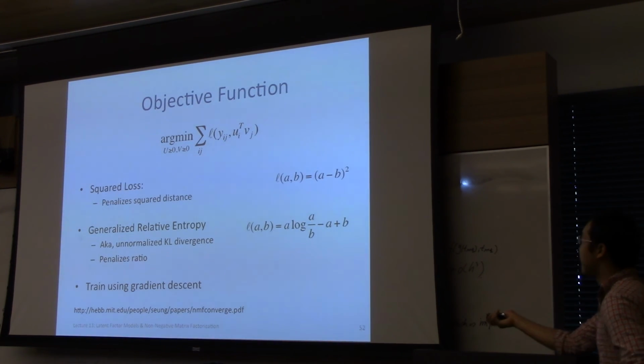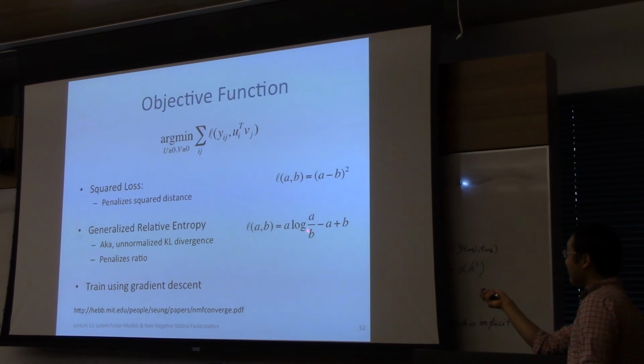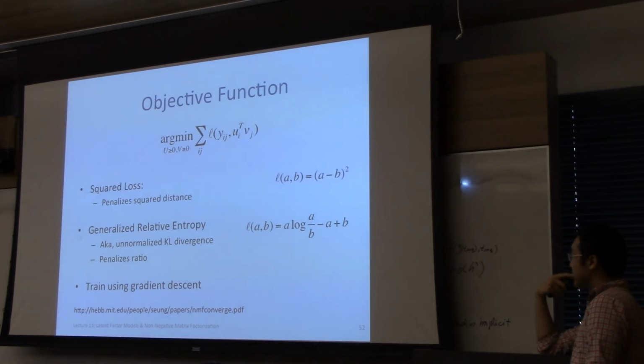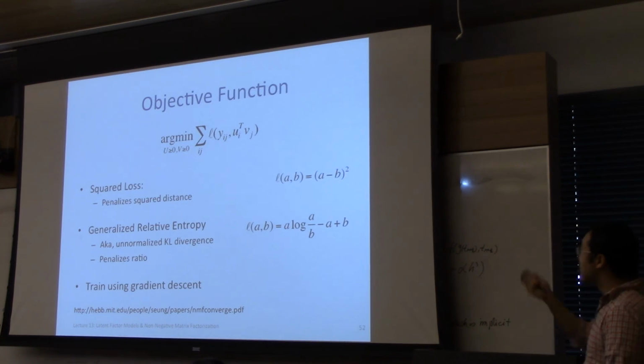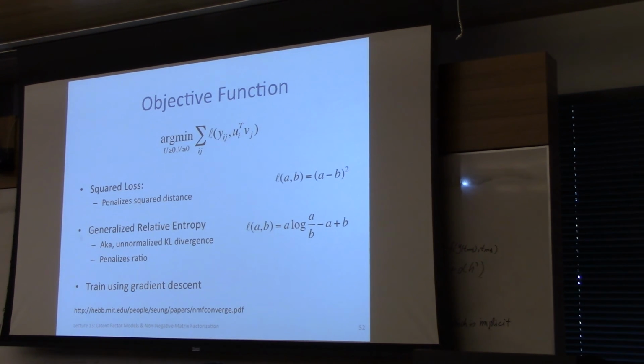That means that if A is somewhat large, then B cannot be too small, too close to 0, because that is a pretty big penalty. Whereas here, it's just L2 distance, so it's just an additive distance. And so which one you want will depend on your application.